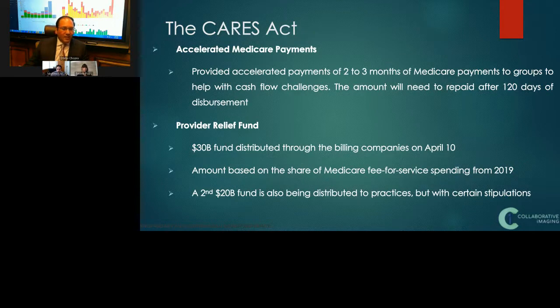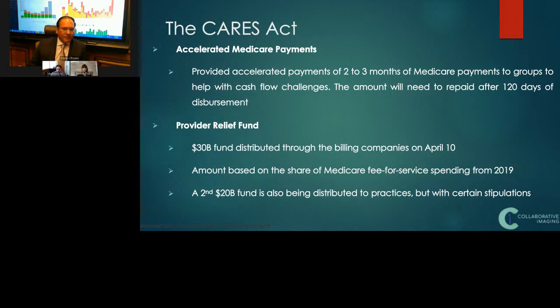Accelerated Medicare payments: Medicare CMS issued a proclamation that you can apply for an advance of Medicare payments. It would basically be 2 to 3 months of Medicare payments that you would have got based upon the November, December, January timeframe, and they would extend that to you. However, that payment's due starting in November, and you have to pay it back to Medicare starting in November. So you have 120 days where you get this accelerated payment, but then they're going to start taking that money back. So it's a loan of sorts. It's a zero interest loan, and Medicare is going to recoup that money over time.